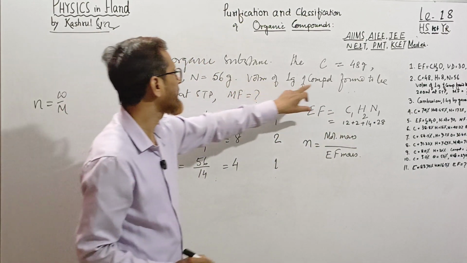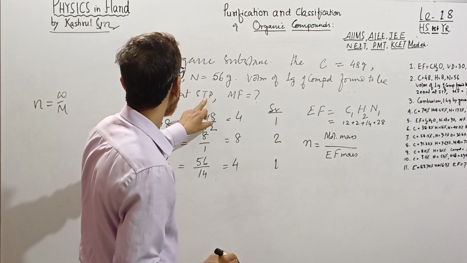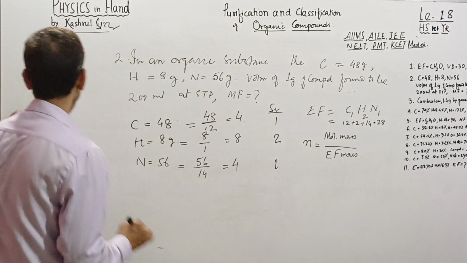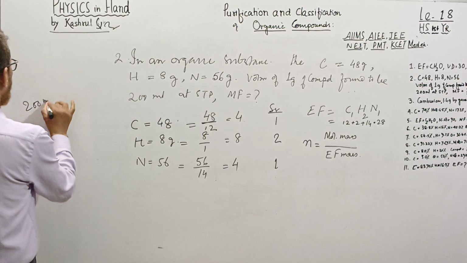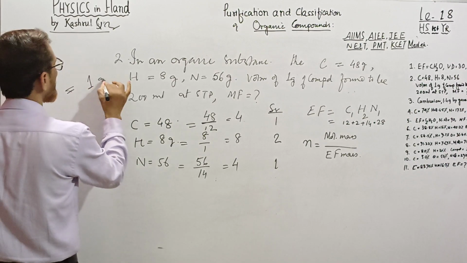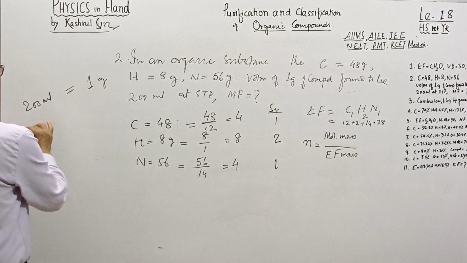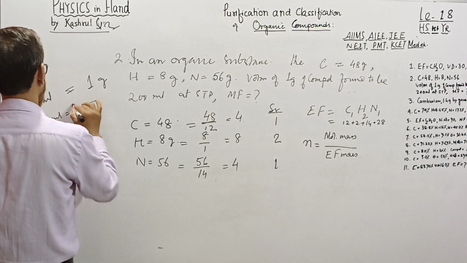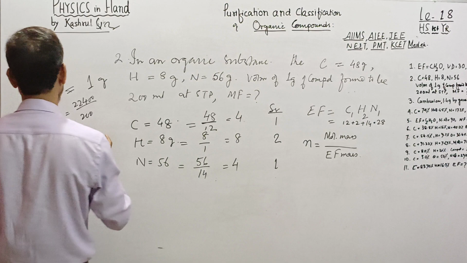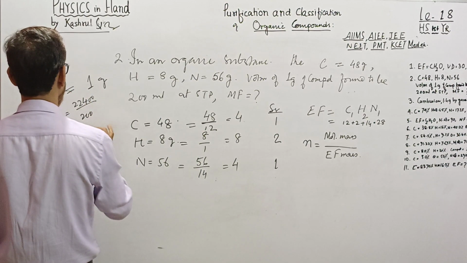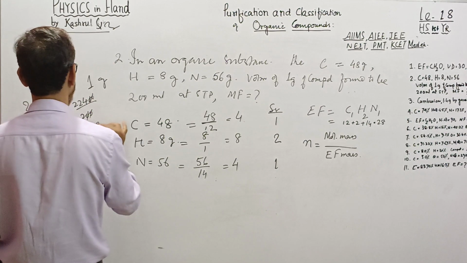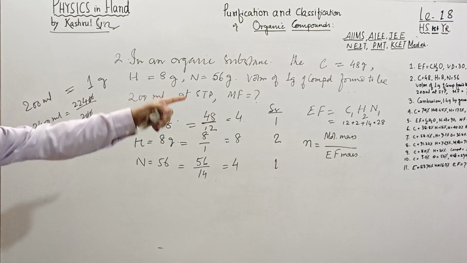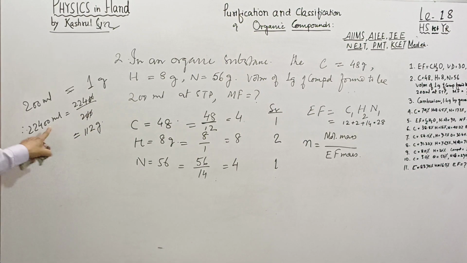From the second part, the volume of 1 gram of compound is found to be 200 ml at STP. This means 200 ml at STP contains 1 gram of the compound. Therefore, in 22400 ml, the standard molar volume, that amount is 112. Very simple calculation, class 5, 6, 7 level, nothing else. I have just taken 200 ml as 1 gram, and 22400 ml is the volume at STP. It is known to you.